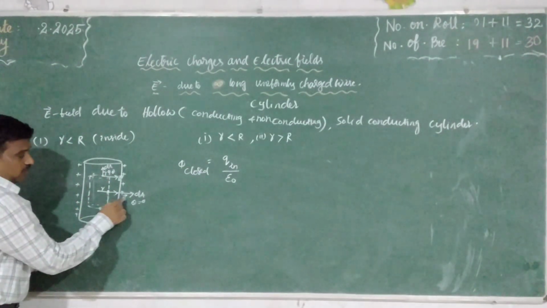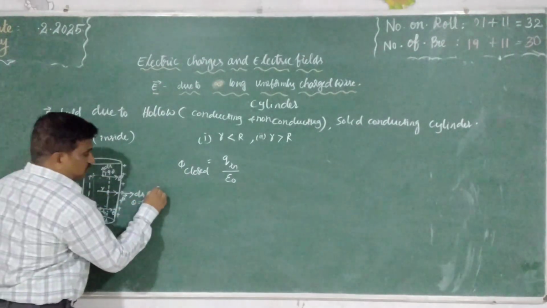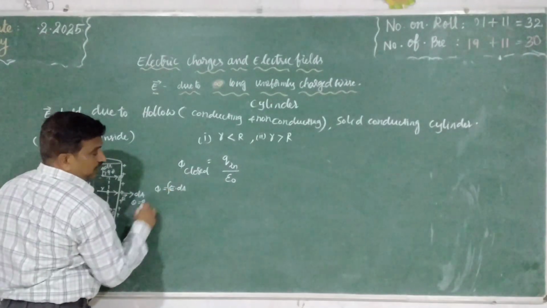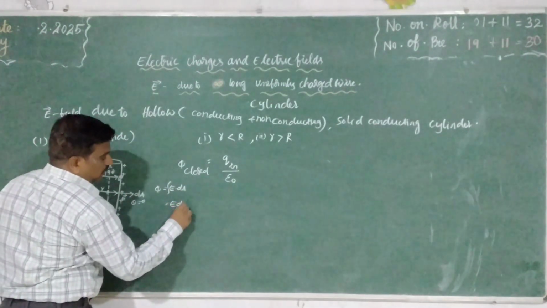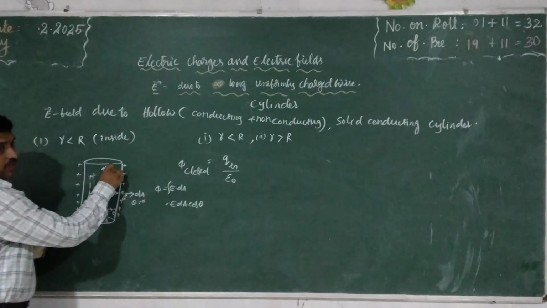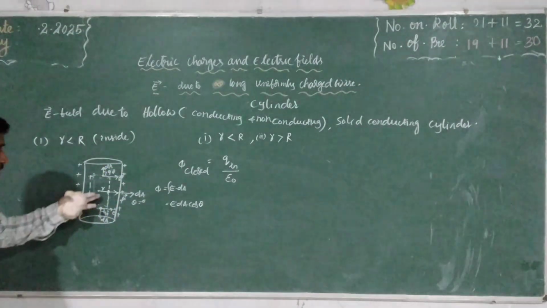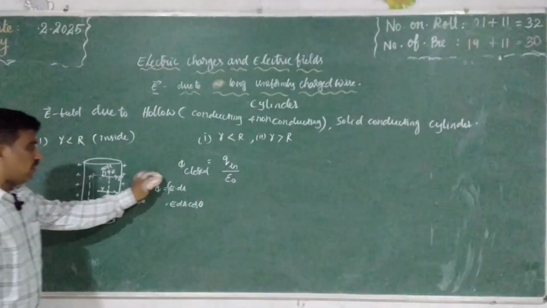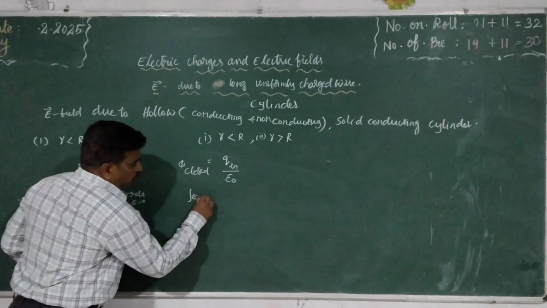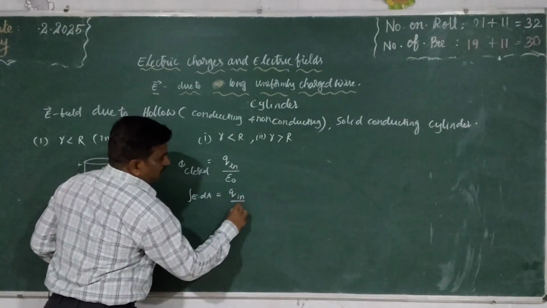See, in this one theta equals 0, and this one is 90. So what is the flux formula? Integral E dot dA, which is E dA cos theta. Here theta is 90, so in this case the flux is 0. So we can take only this: integral E dot dA equals q inside by epsilon naught.